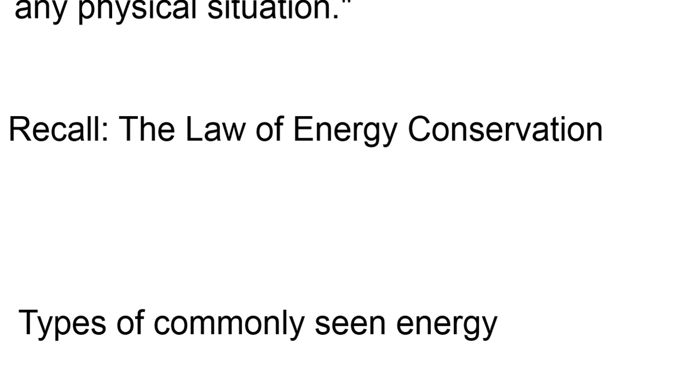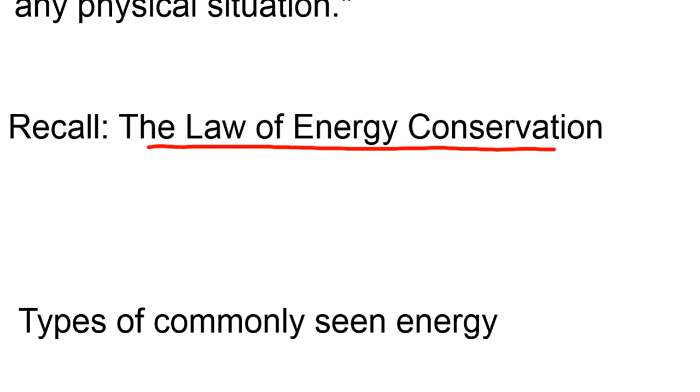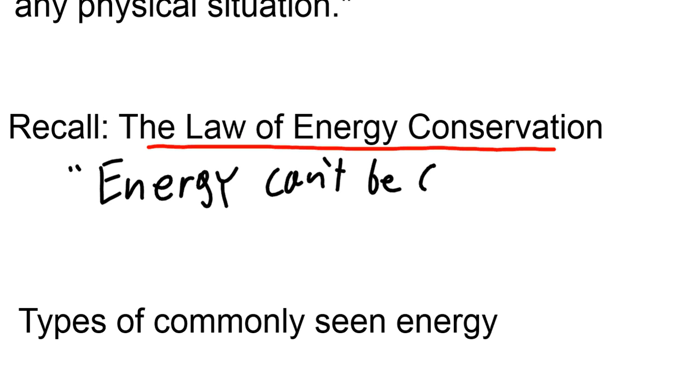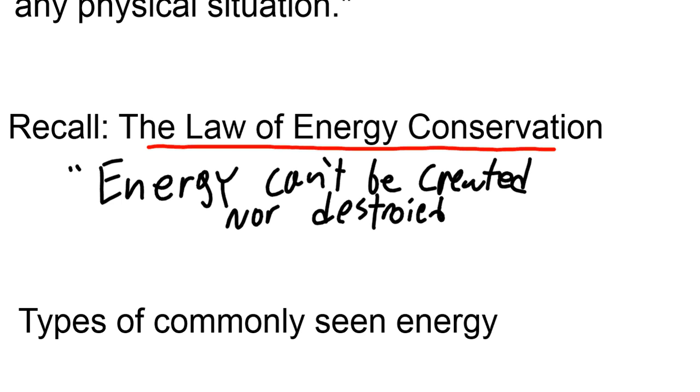We're going to be talking about the law of energy conservation, and in its barest, most broken down form, it's written as energy can't be created nor destroyed. Another way I like to think about it is that energy can't be created or destroyed, but it does change forms from one form into another. So if you measure the total energy of a closed system, it stays constant.